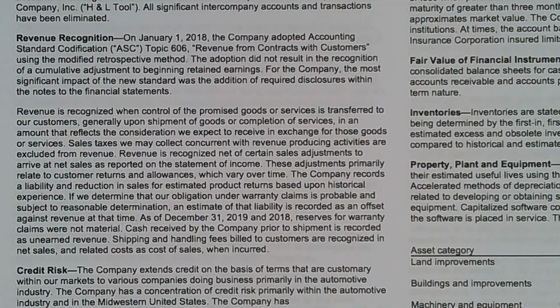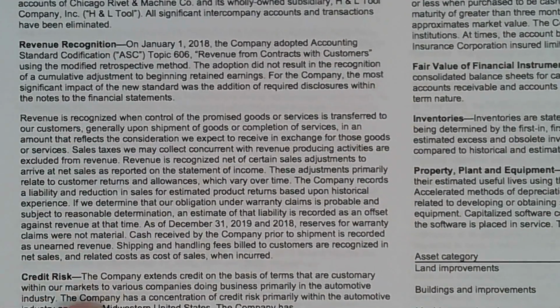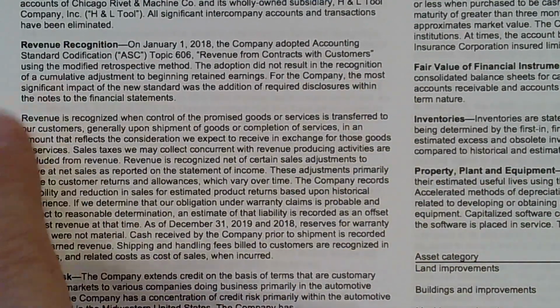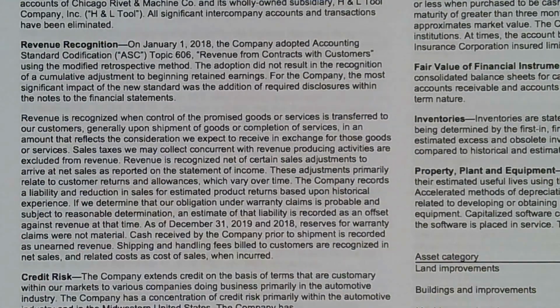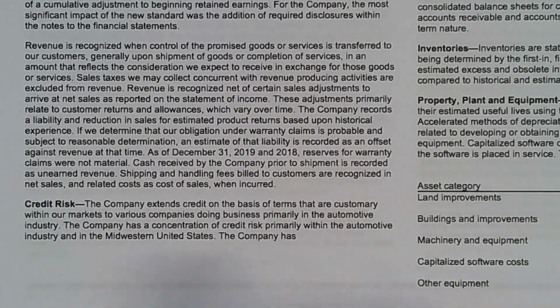There's a lot of other things we have to look at, but that's what you want to be looking for when they're talking about recognition of revenue. So this is a critical policy, and understanding this and also making sure that it's consistent with generally accepted accounting principles is critical. The next item comes down to credit risk.